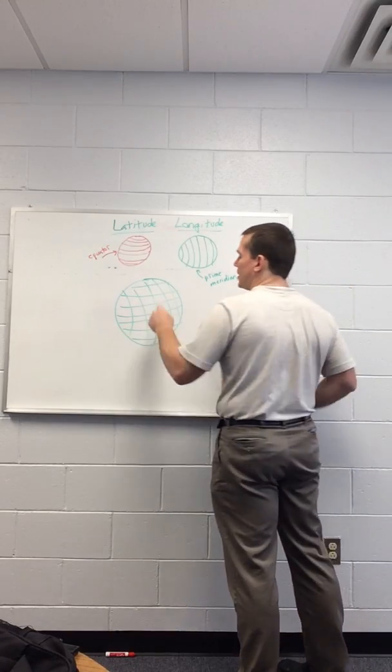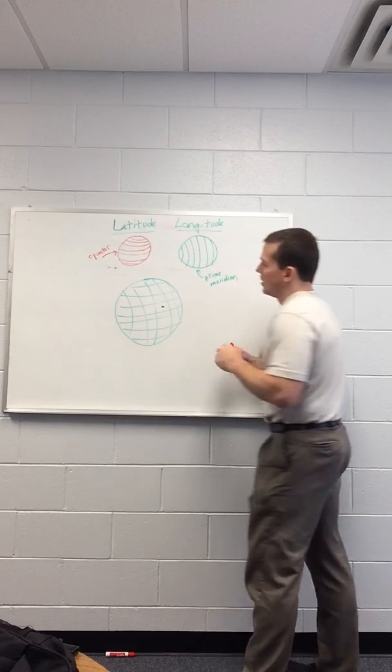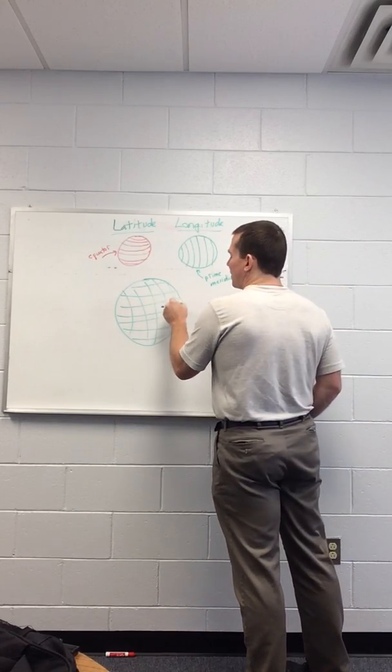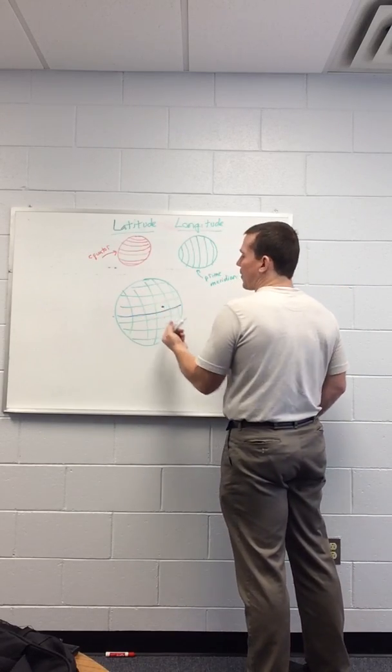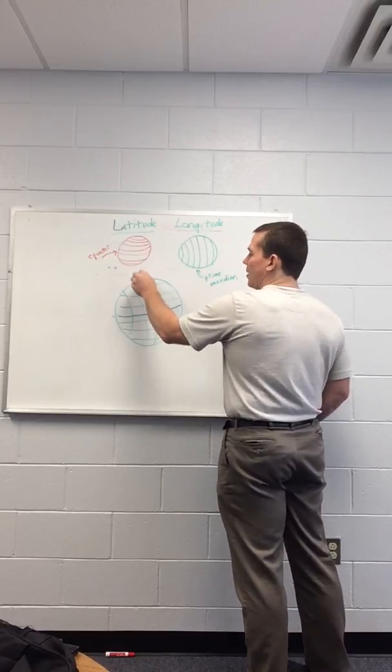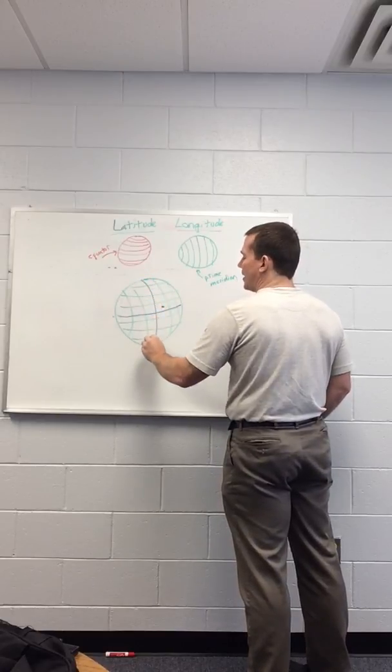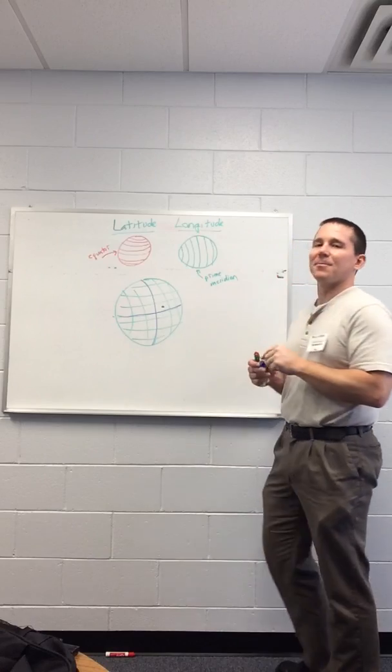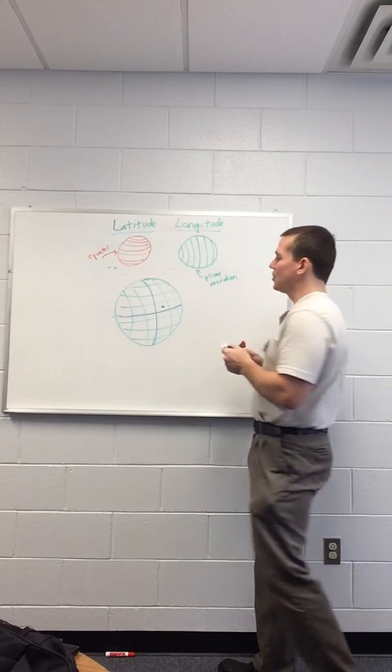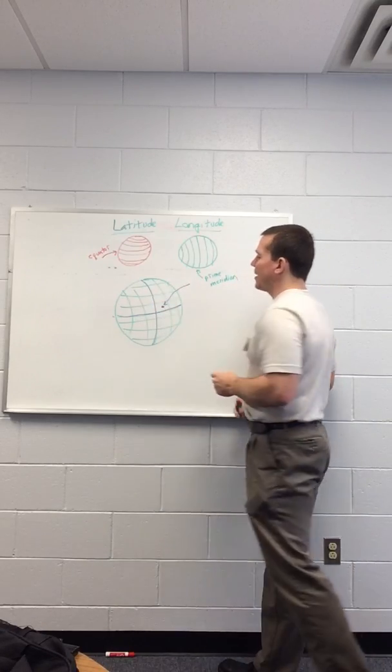Suppose you have some city, say right here. If I want to locate that, if this is my equator, I figure out how far north it is of the equator. If this is my prime meridian, I figure out how far east it is of the prime meridian. And when I combine those two measurements, I'll end up right at that point.